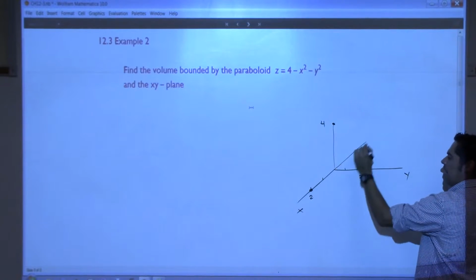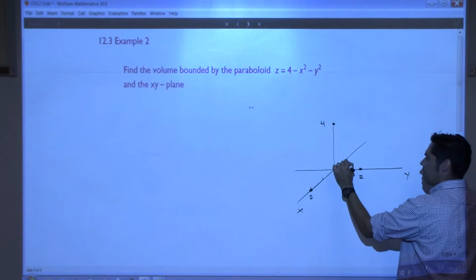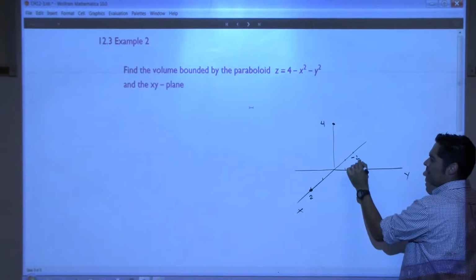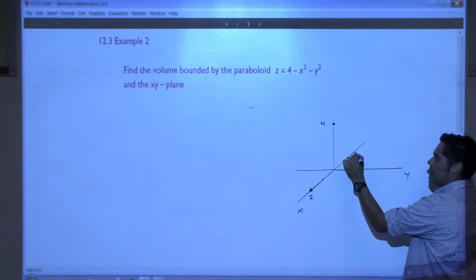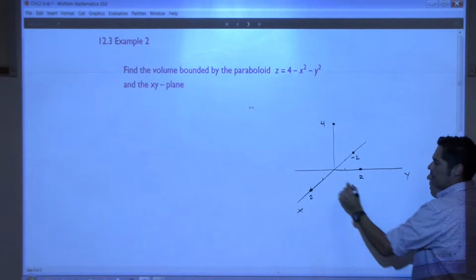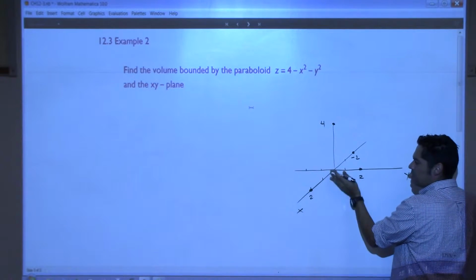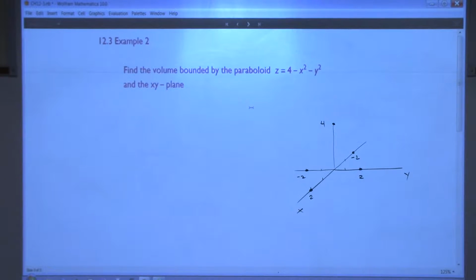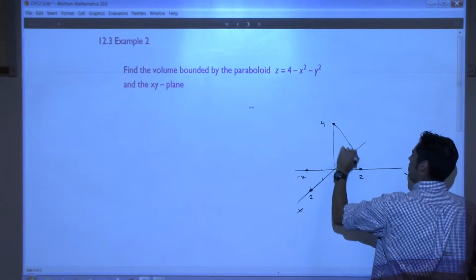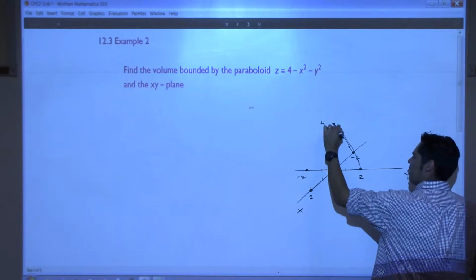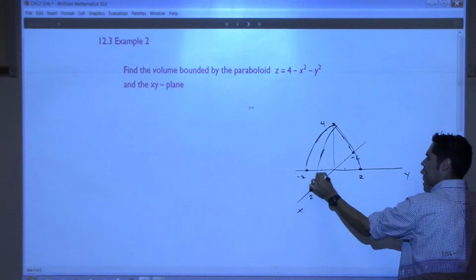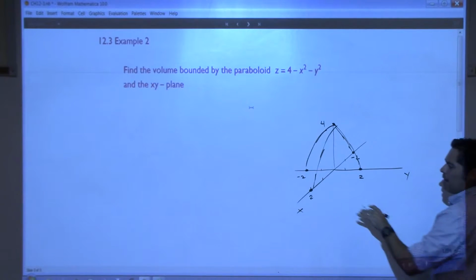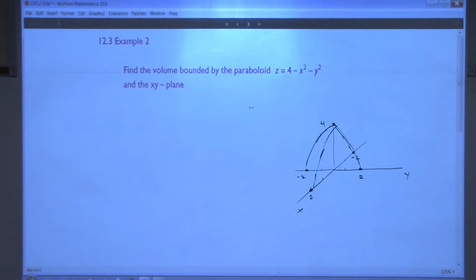Now this extends backwards like this also. If I go 2 backwards, negative 2 on x, and y is 0, I'd be here. And if x is 0 and y is negative 2, I'd also be here. Do y'all see that? So here's your paraboloid. It comes down like this, goes in the back like that, comes over here like this, comes out like that. And what should the shape be on the ground?